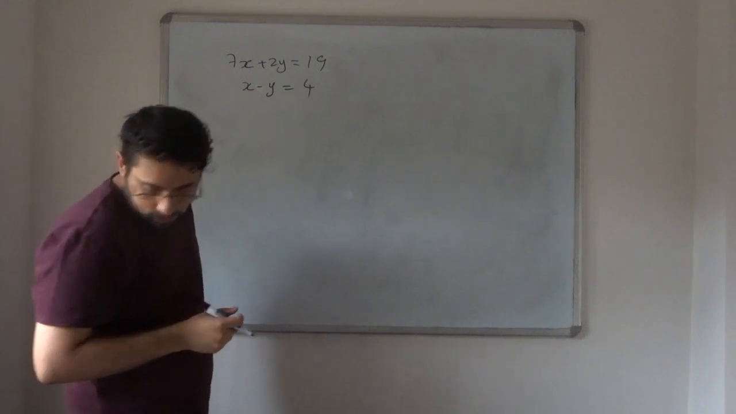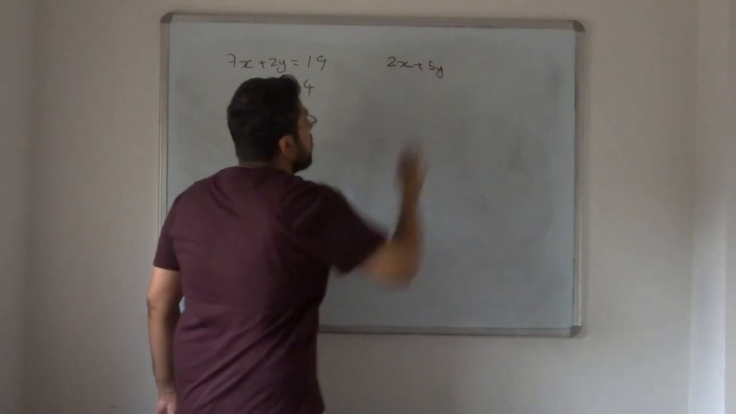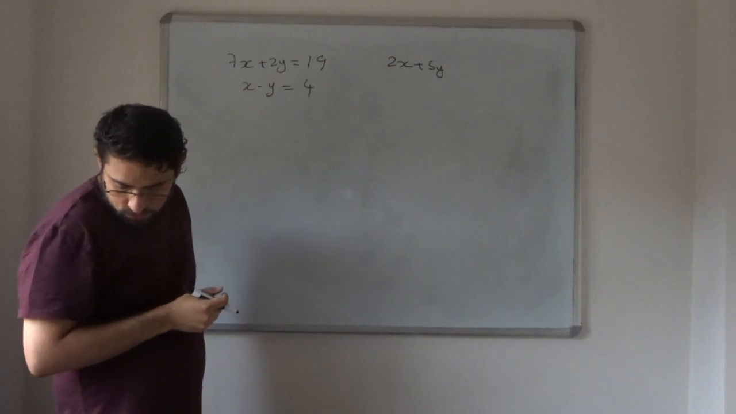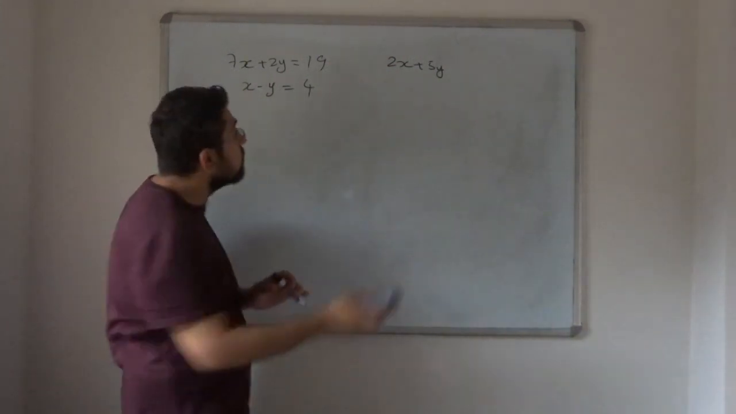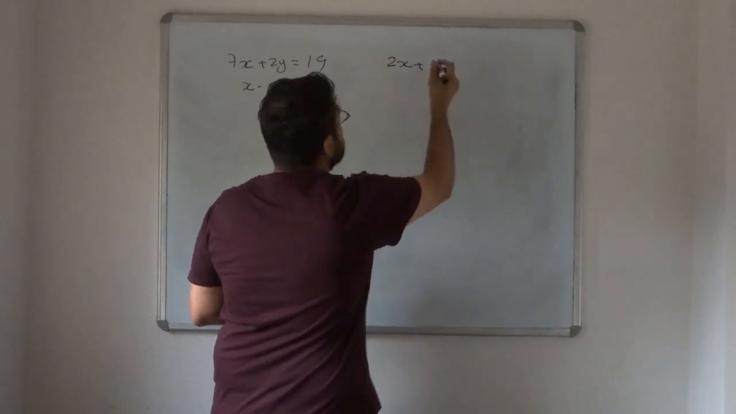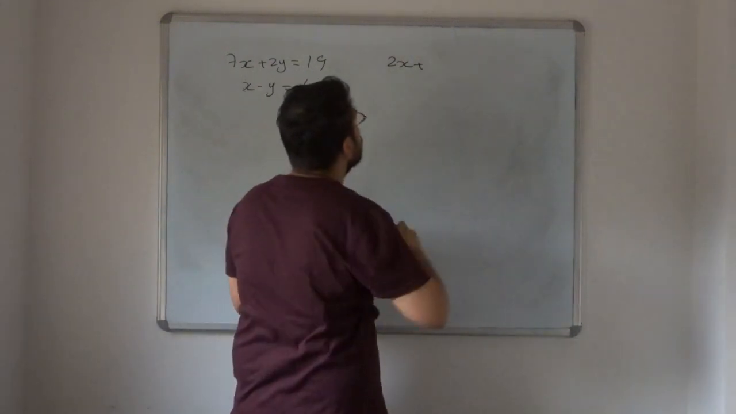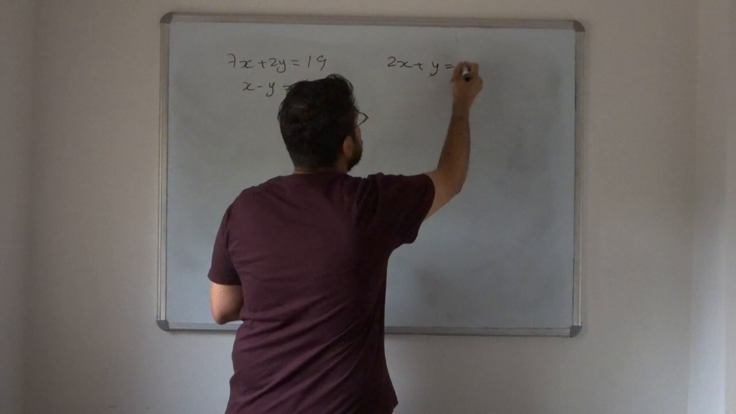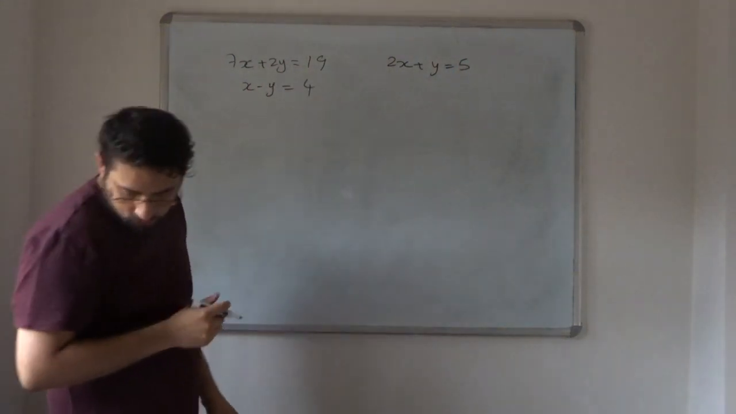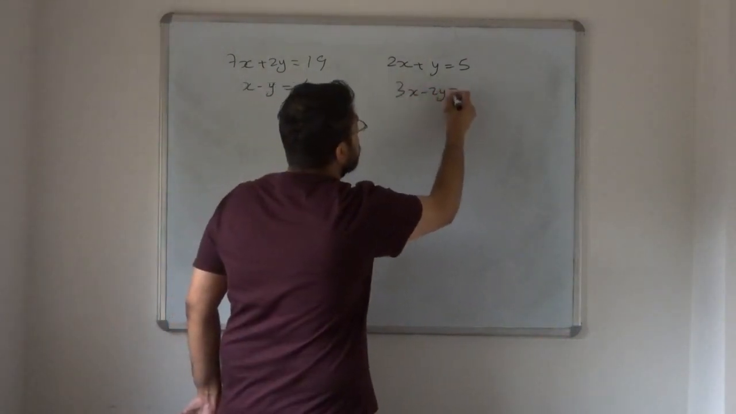Okay? And 2x plus y equals 5. Yep, it's 2x plus y equals 5. And 3x minus 2y equals 4.